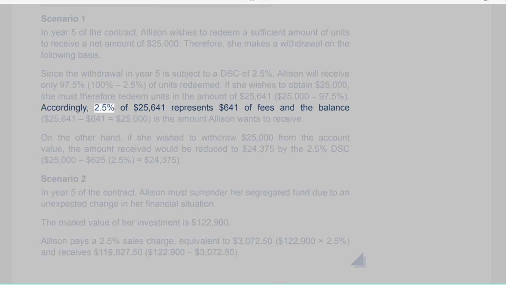Accordingly, 2.5% of $25,641 represents $641 of fees, and the balance, $25,641 minus $641 equals $25,000, is the amount Allison wants to receive.